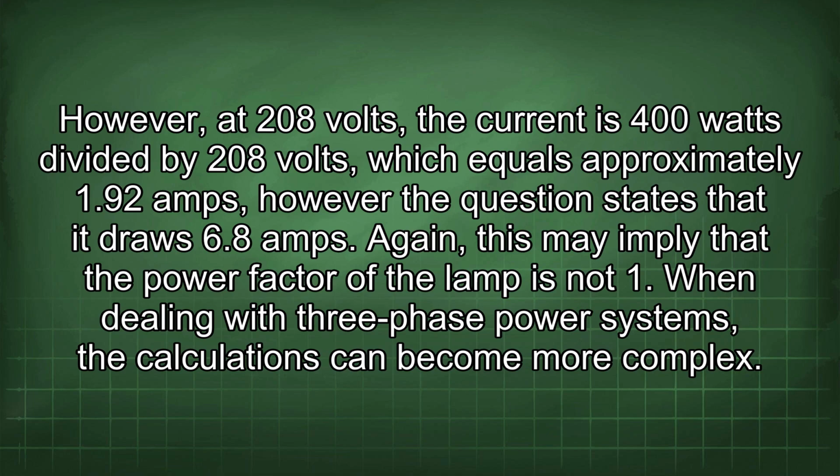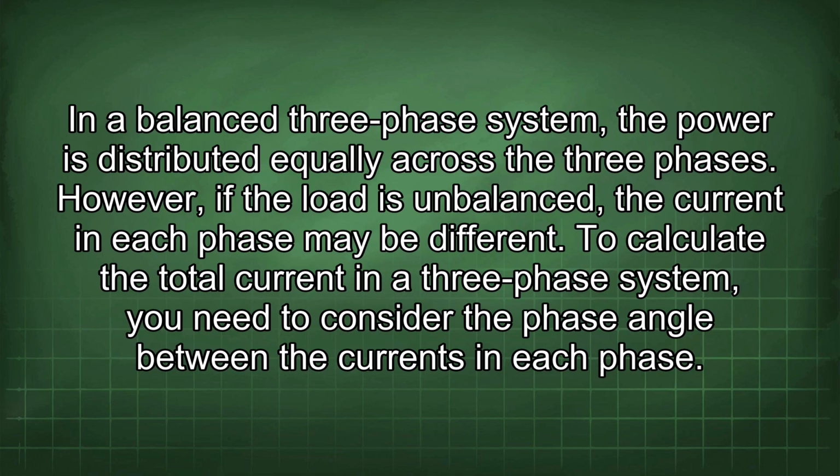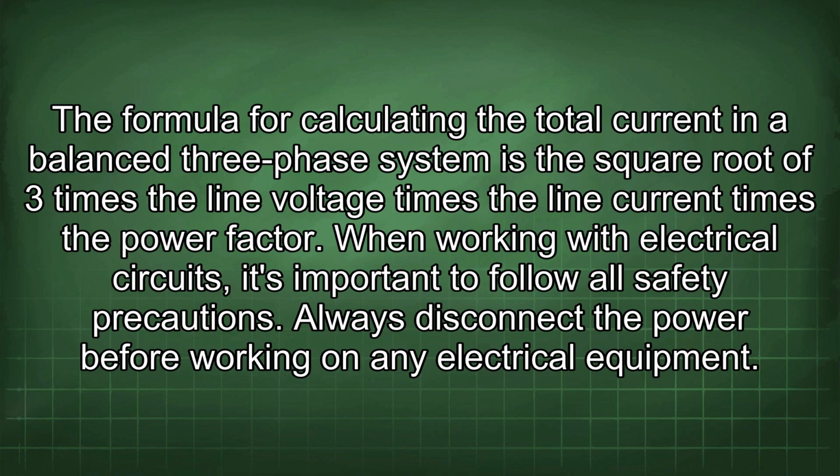When dealing with 3-phase power systems, the calculations can become more complex. In a balanced 3-phase system, the power is distributed equally across the 3 phases. However, if the load is unbalanced, the current in each phase may be different. To calculate the total current in a 3-phase system, you need to consider the phase angle between the currents in each phase. The formula for calculating the total current in a balanced 3-phase system is the square root of 3 times the line voltage times the line current times the power factor.